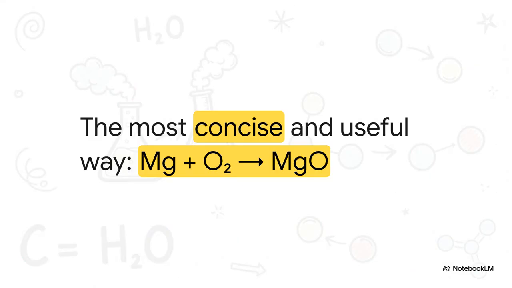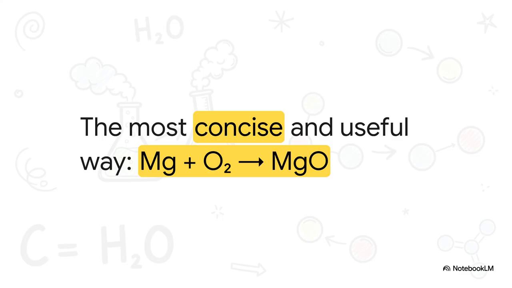But the best way, the most scientific and concise way, is to use chemical formula. This is a proper chemical equation. It uses symbols for the elements and compounds, which makes it the most efficient and universal way to write a chemical reaction.